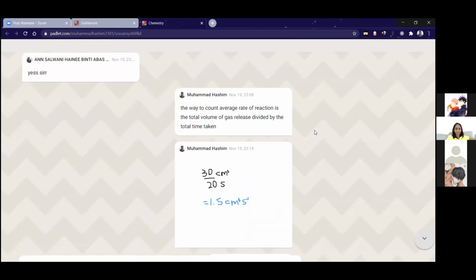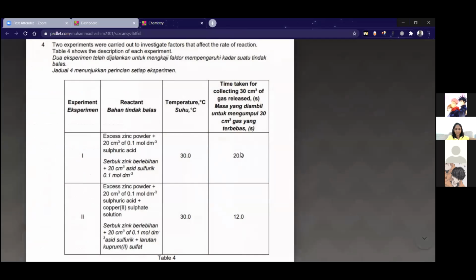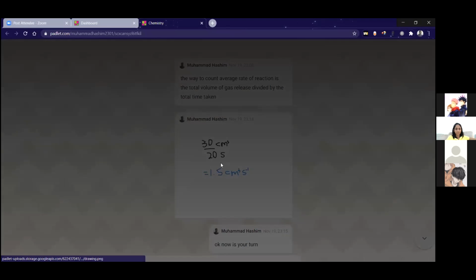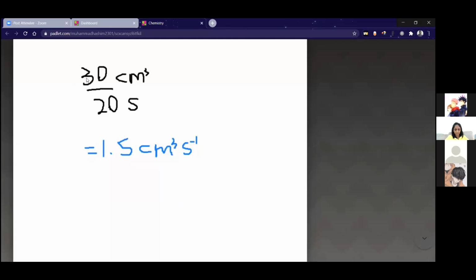The way to calculate the average rate of reaction is the total volume of the gas released divided by the total time taken. In this question, the total is 30 cm cube because we only take the time for 30 cm cube. So we take this 30 cm cube divided by the total time taken. For set 1, the 30 cm cube divided by 20 seconds, so the answer is 1.5 cm cube per second.